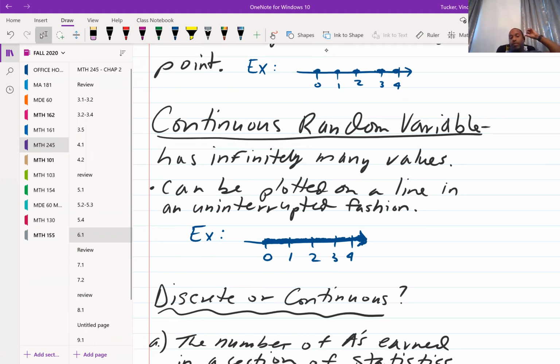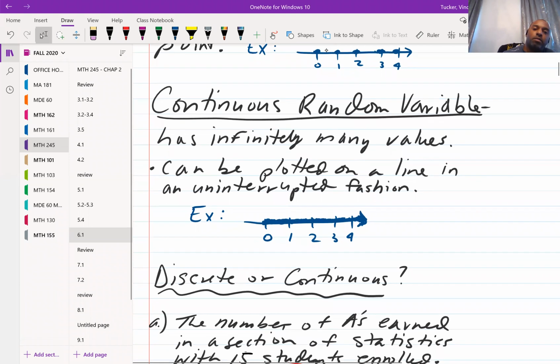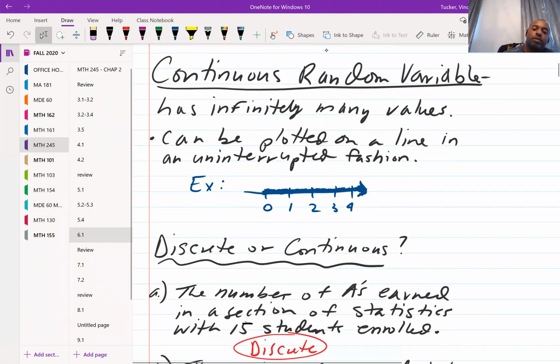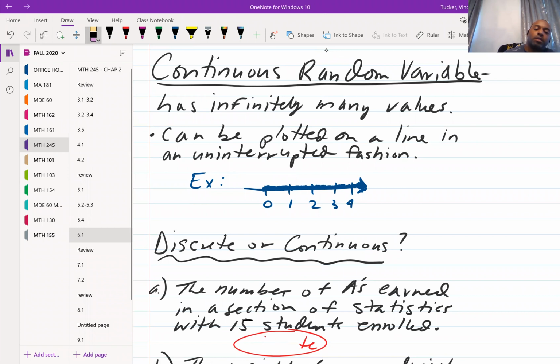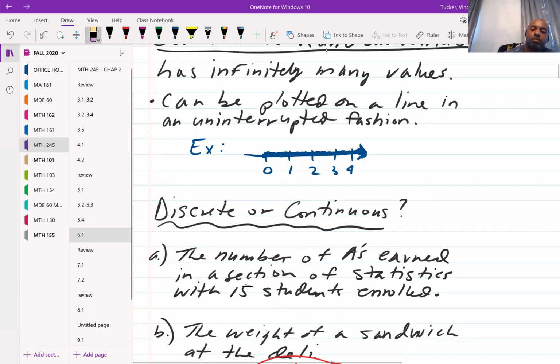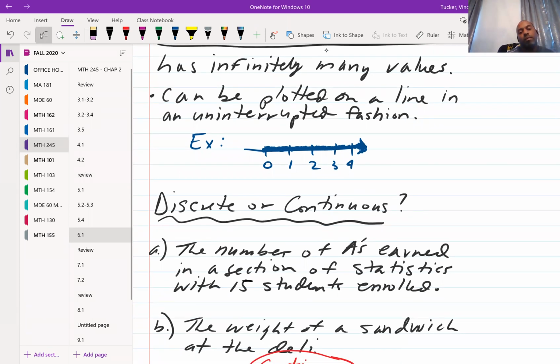The first example we're going to look at is being able to decipher between the two: is it discrete or is it continuous? I'll give a few examples to make sure we're okay with the difference between the two. All right, is everybody okay with scrolling up? All right, so discrete or continuous.